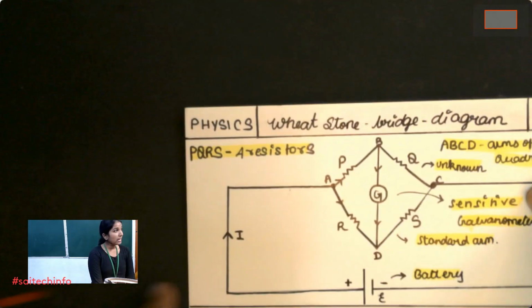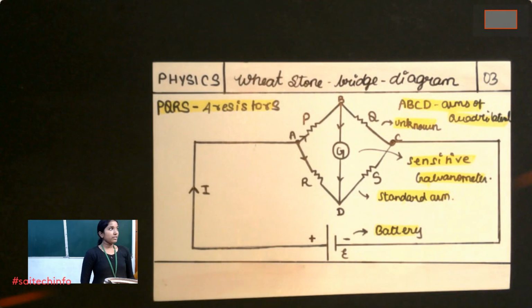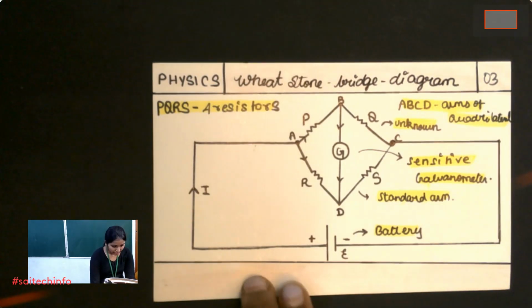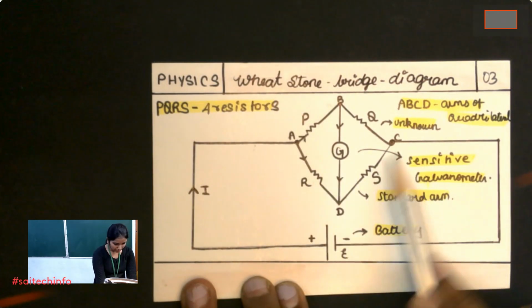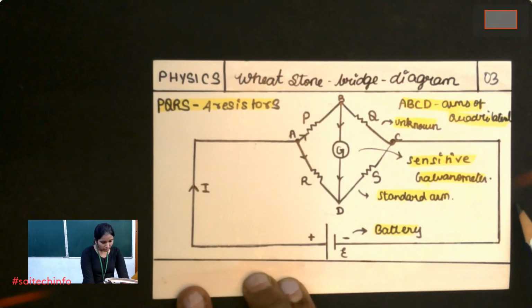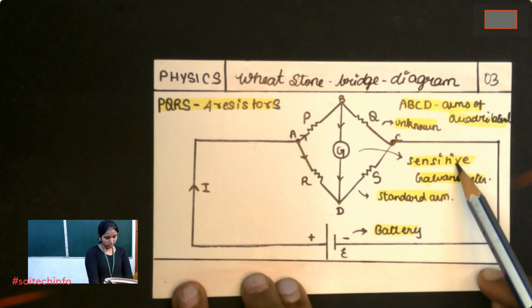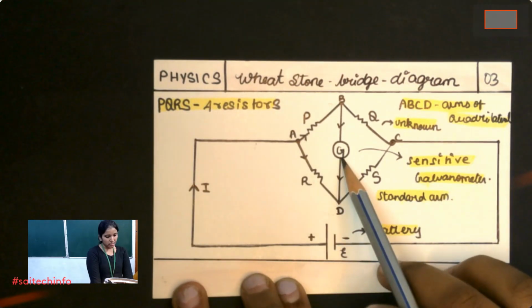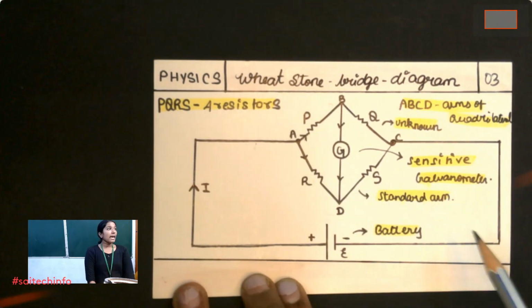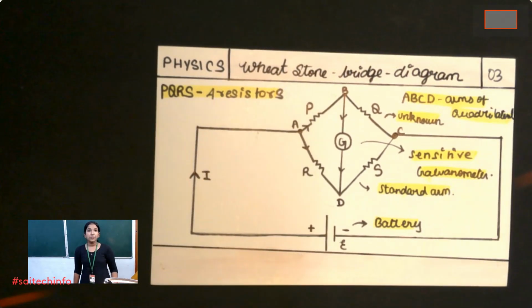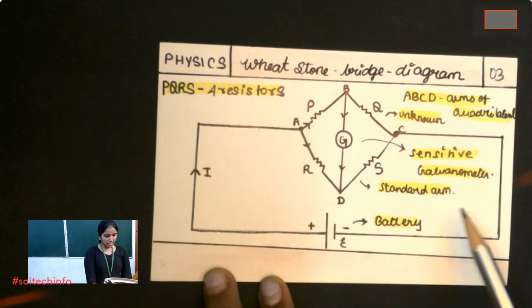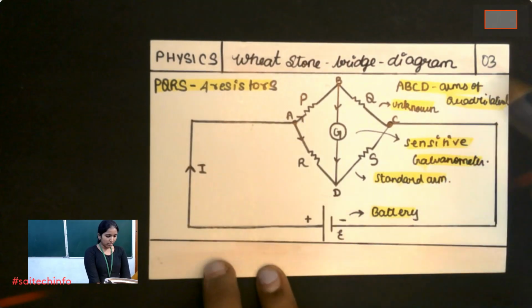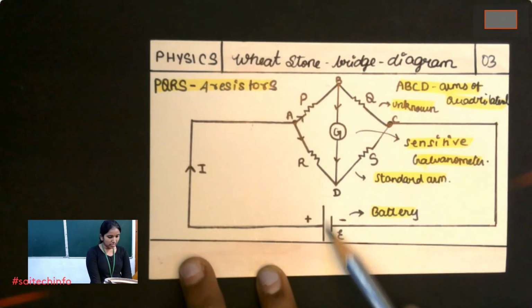So this is the diagram of the Wheatstone bridge. Here we can see the 4 resistors P, Q, R and S, and A, B, C, D are the arms of the quadrilateral. Here Q is the unknown resistance, and G is the sensitive galvanometer. A galvanometer is the device which is used for calculating the electric current flowing in a conductor. Here S is the standard arm, and here is the battery.